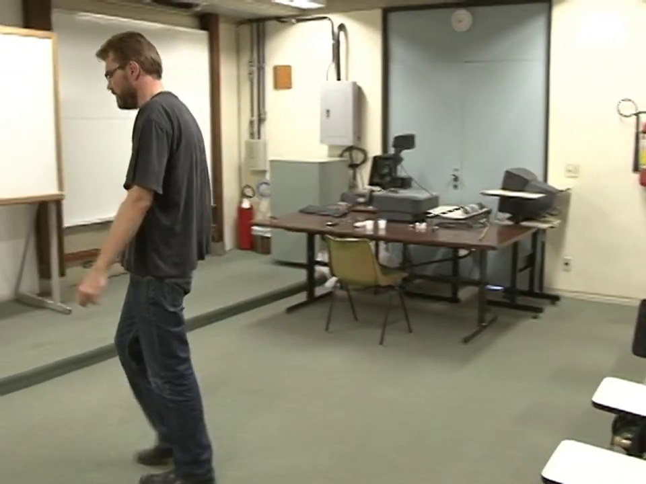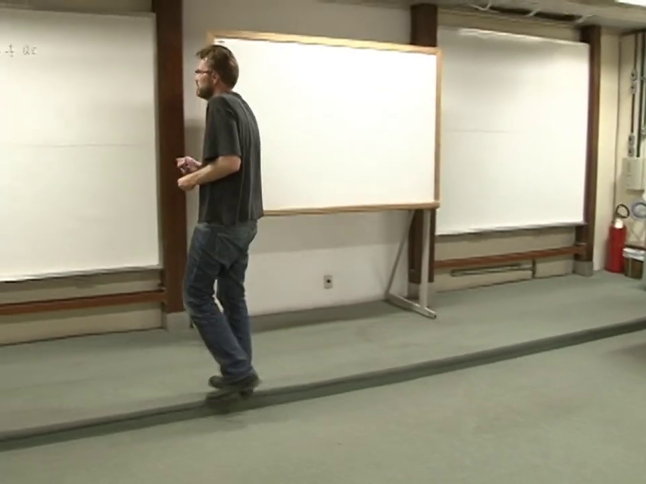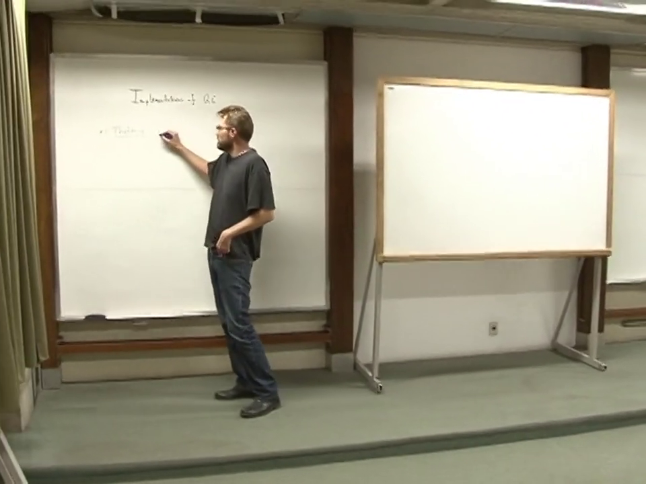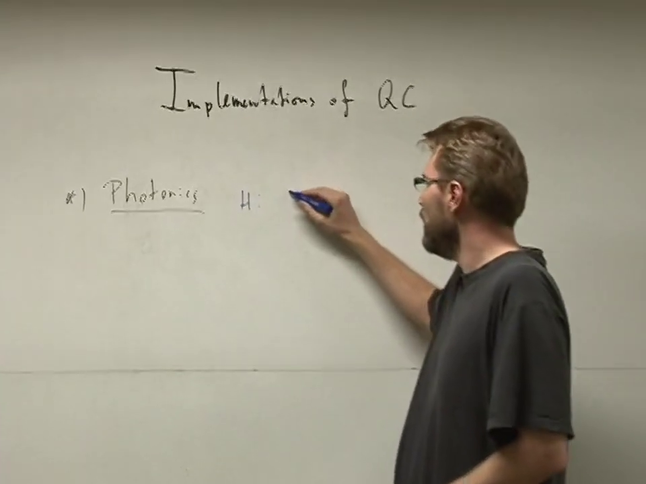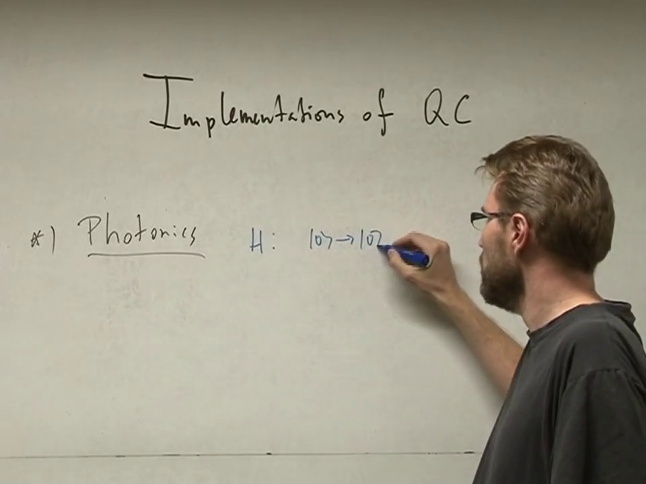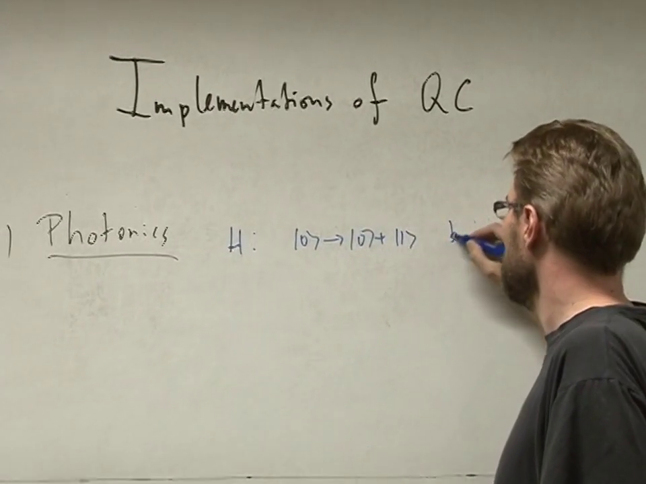So preparing a photon may not be the easiest thing, but of course, once you have it, the superposition is just done by a beam splitter, and that's very easy, and it works efficiently. So your Hadamard gate, if you like, the one that takes you from 0 into 0 plus 1, is simply a beam splitter.